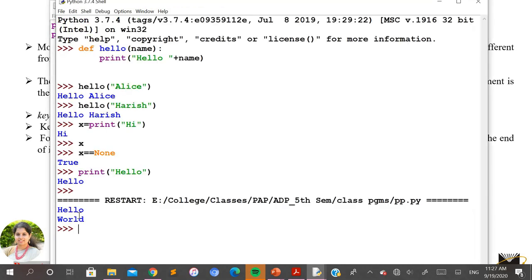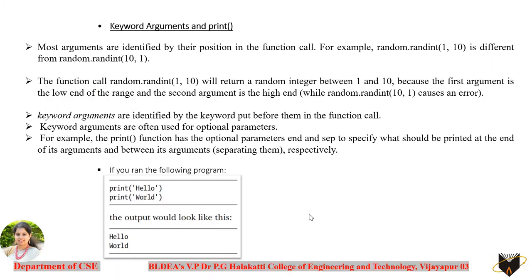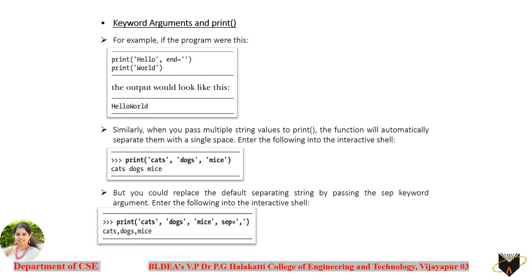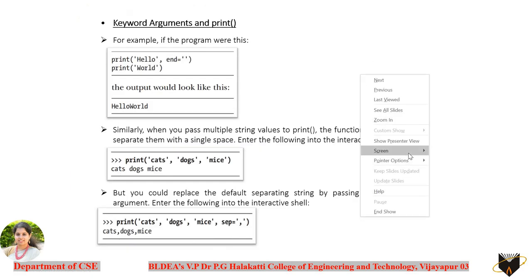So you can see here the output has been displayed one below the other, even though you have not used the new line character here. So what needs to be done? How can we avoid that, so that the new line character is not taken by default? For this, you have one more argument in the print statement, the end argument. So let us see how it can be done here.